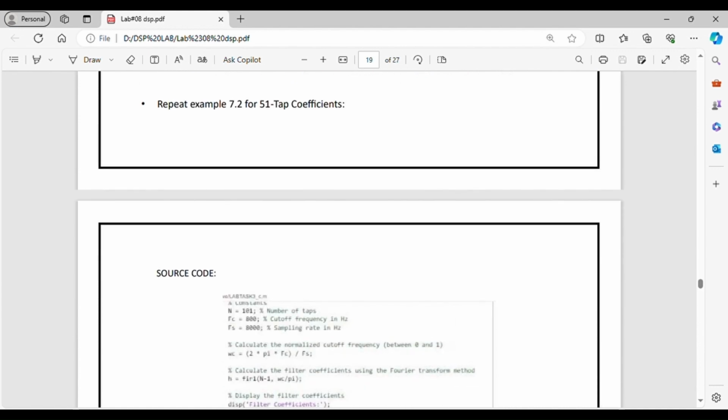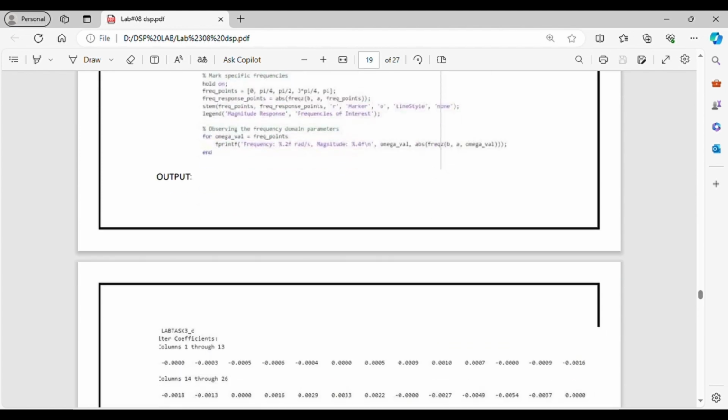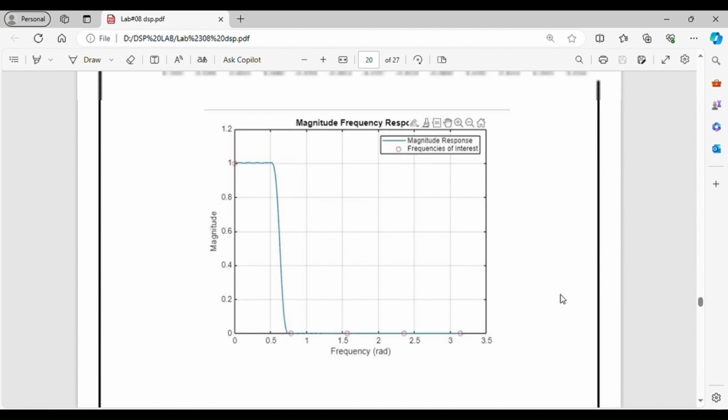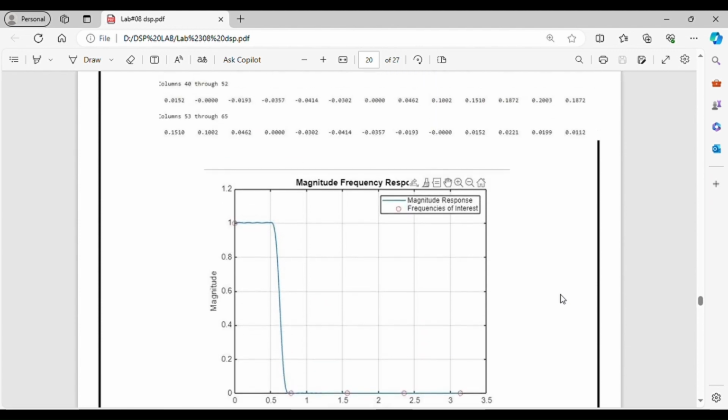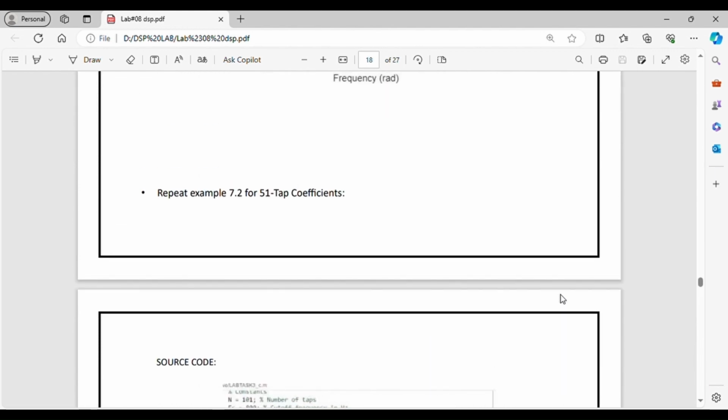Again, repeat the example up to 51 coefficients. The above procedure is the same. The magnitude frequency response is given. We change the number of coefficients, that is, the number of tap coefficients.